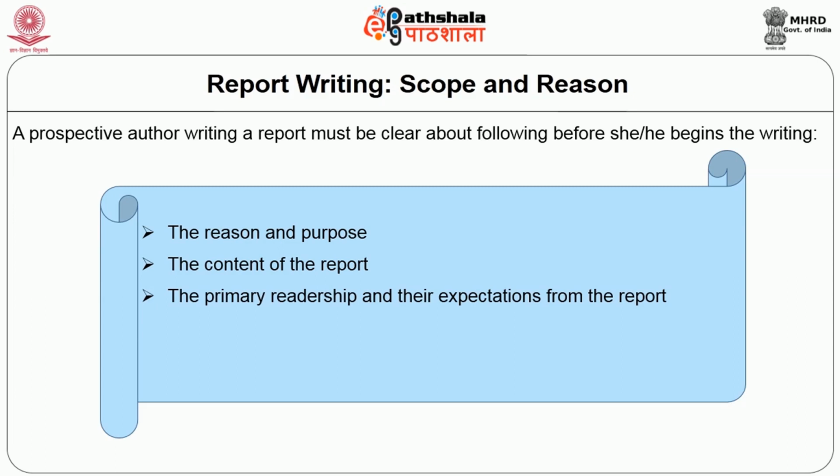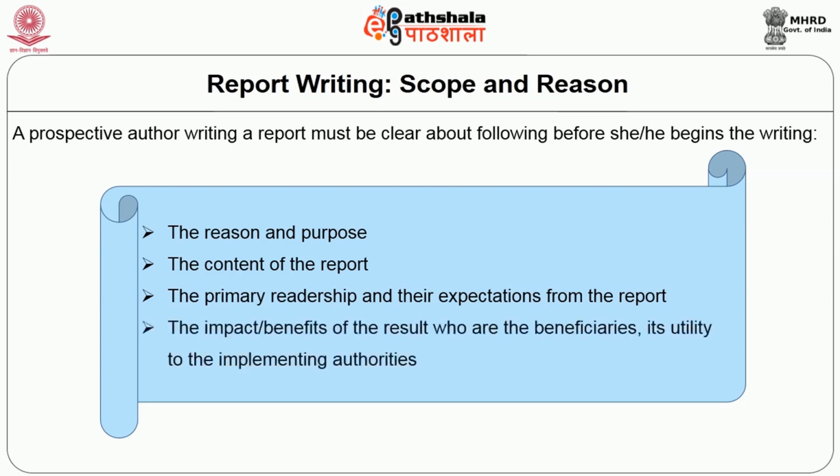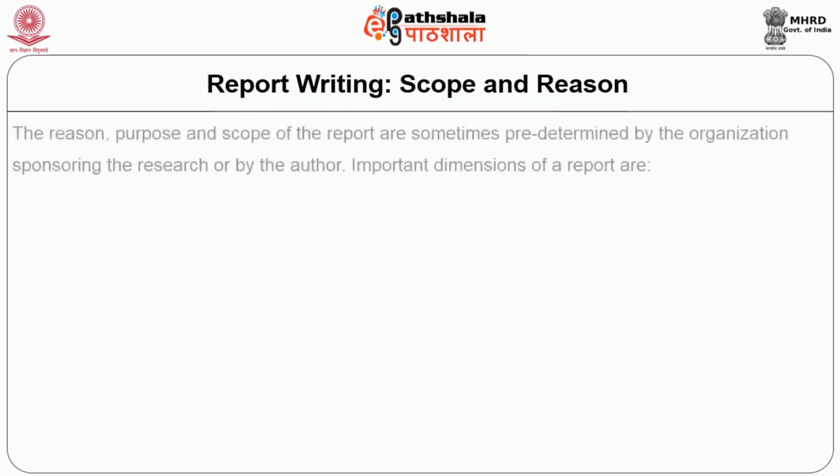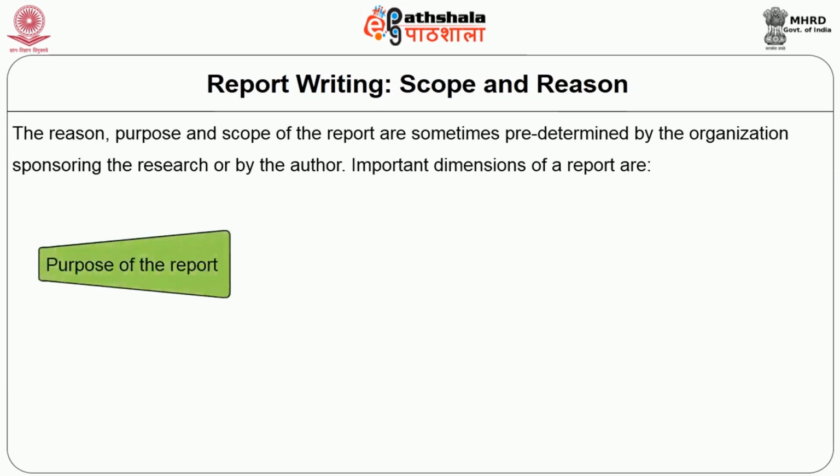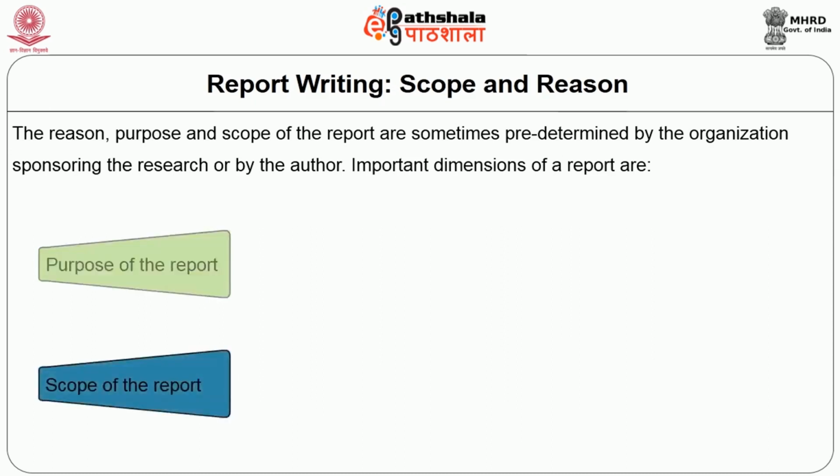Thirdly, the primary readership and the expectations from the report. And finally, the impact or benefit of the results. Who are the beneficiaries, its utility to the implementing authorities. The reason, purpose and scope of the report are sometimes predetermined by the organization sponsoring the research or by the author. Important dimensions of a report are thus the purpose of the report and the scope of the report.